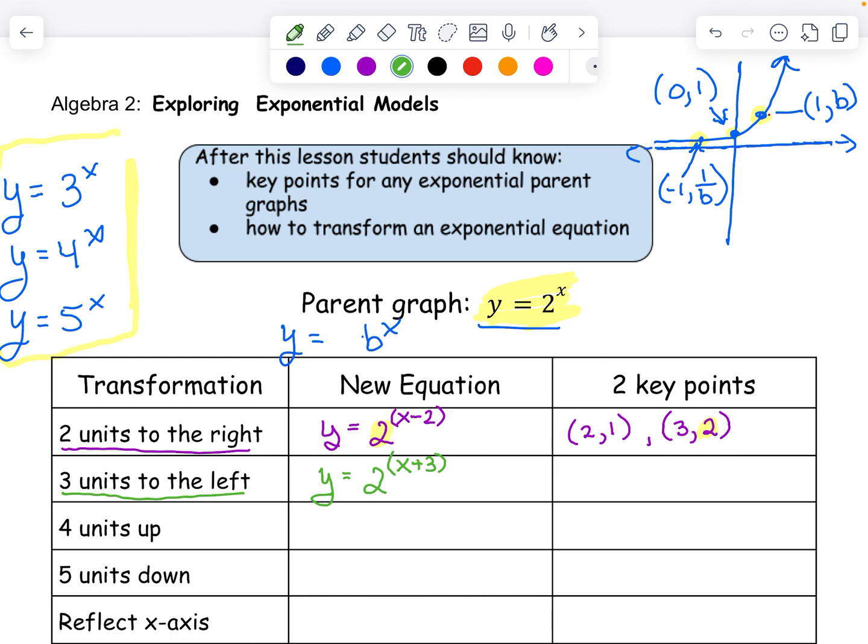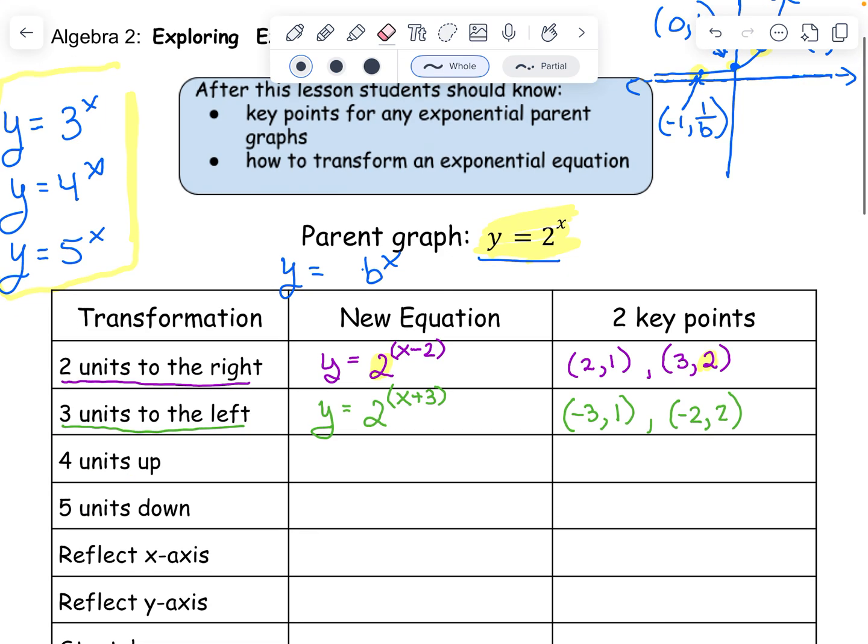So our original one will go 3 units to the left. So this will go 0 minus 3, which is -3. And then we'll still be at 1. And then this one will also go 3 units to the left. And so we're at 1, and so we'll be at (-2, our base). All right. Now, you guys can always pause this at any time and do these problems and then double check.